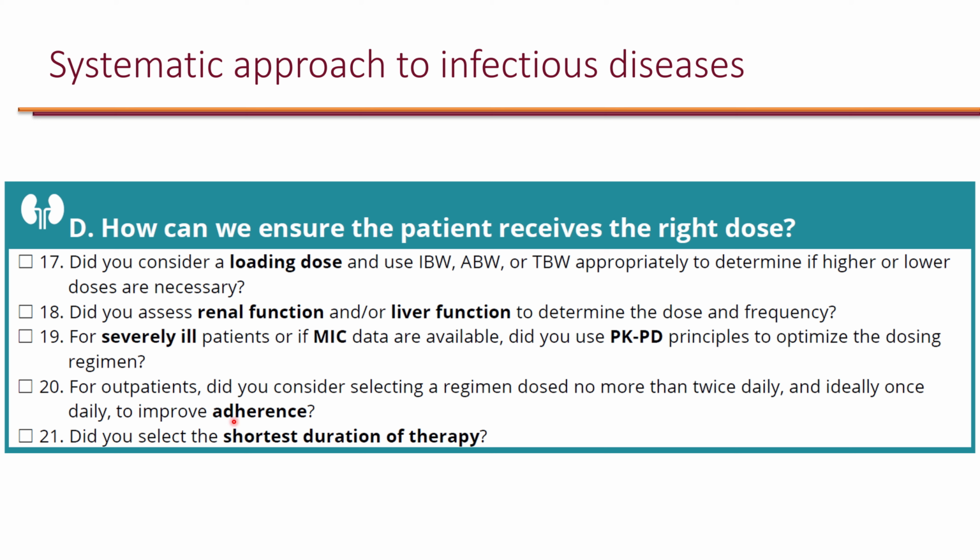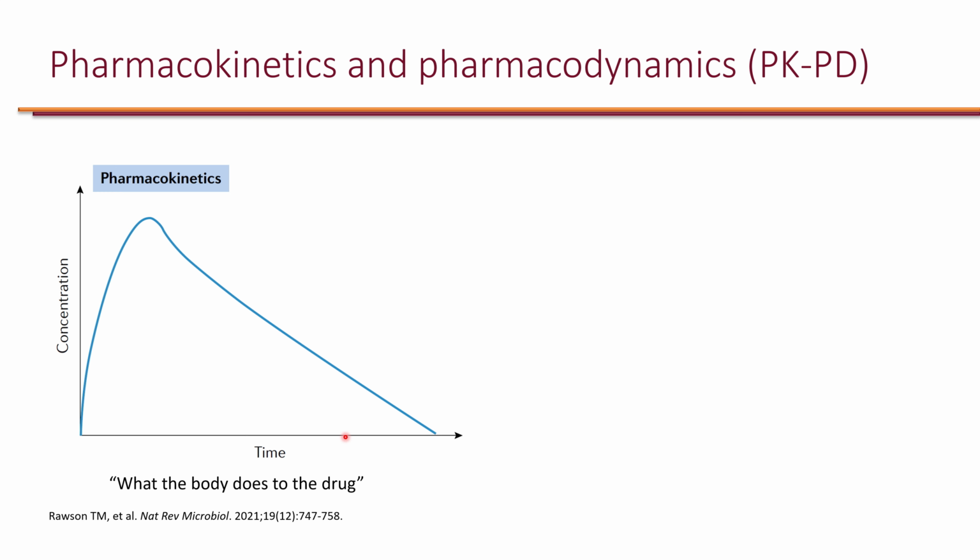Ideally, once a day is best for adherence, but twice a day sometimes is difficult to avoid. But anytime you have the option between twice a day and 3 times a day, or worse, 4 times a day, you really want to do twice daily to improve adherence. And of course, always think about duration of therapy. In general, the shorter the duration of therapy, the better, because of adverse effects and unintended consequences of antimicrobial agents. So you want to choose the shortest duration of therapy that's proven to be effective.